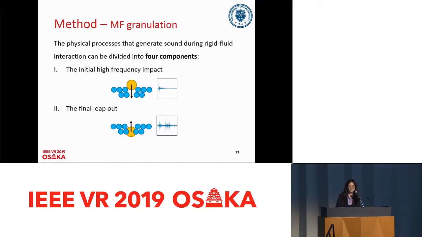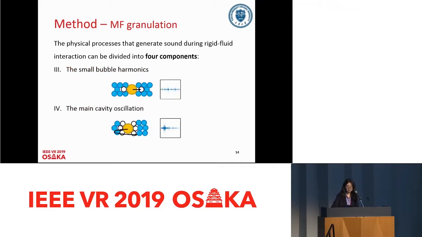The physical process that generates sound during rigid and fluid interaction can be divided into 4 components. First, the high-frequency impact. Second, the fluid leap out. Third, the small bubble harmonics. And fourth, the main cavity oscillation.